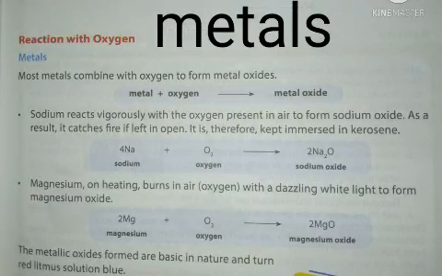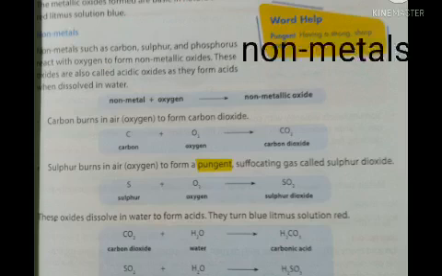Metallic oxides formed are all basic in nature and they will turn red litmus solution blue. This is a characteristic of metallic oxides. Now we are going to see the reactions of non-metals with oxygen. Non-metals such as carbon, sulfur and phosphorus react with oxygen to form non-metallic oxides. These oxides are called acidic oxides as they form acids when dissolved in water. They will turn blue litmus to red.